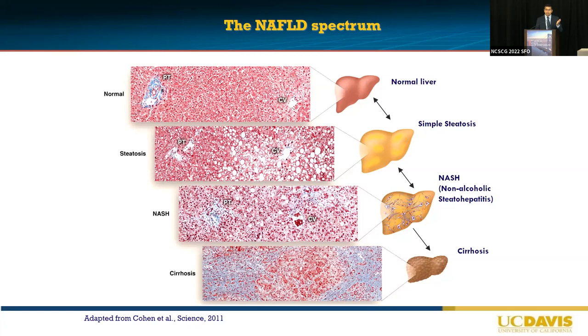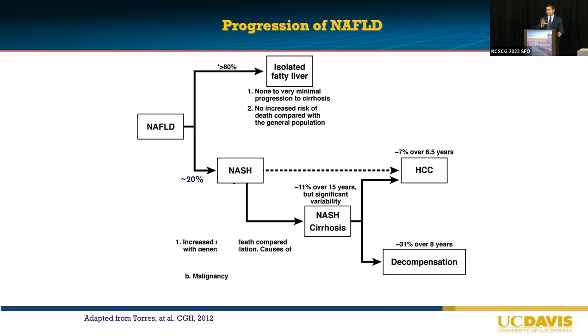It's important to understand how many of these patients can progress to cirrhosis, how many can have other outcomes as well. 80% or the majority of the patients are going to have simple fat with very little progression of disease and no increased death compared to the general population. A fifth of the patients progress to NASH, and a tenth of those patients progress to cirrhosis. And a third of the NASH patients can progress to decompensation, and 7% of those progress to HCC. Now it's important to know that HCC can develop without even the presence of cirrhosis.